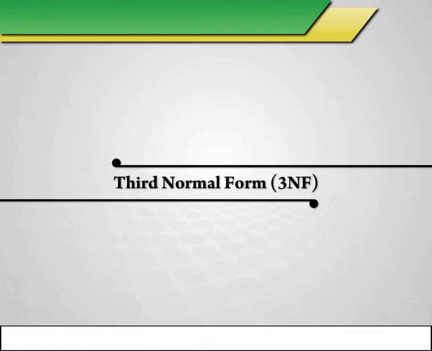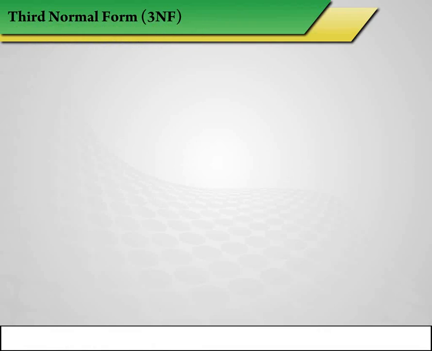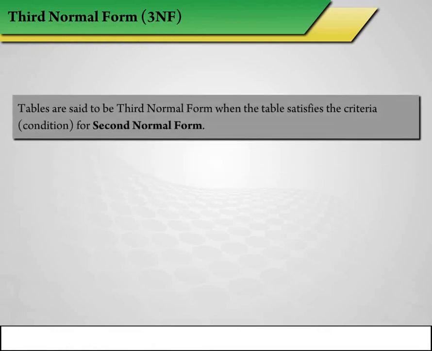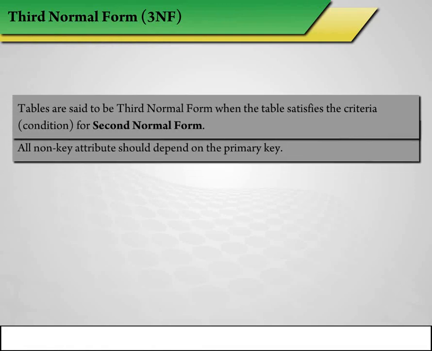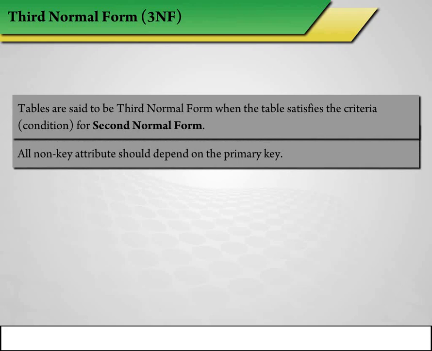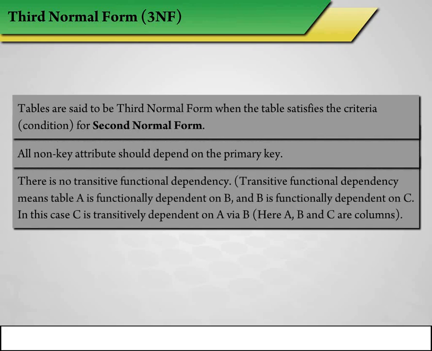Third normal form, 3NF. Tables are said to be in third normal form when the table satisfies the criteria, that is, the condition for second normal form. All non-key attributes should depend on the primary key. There is no transitive functional dependency.